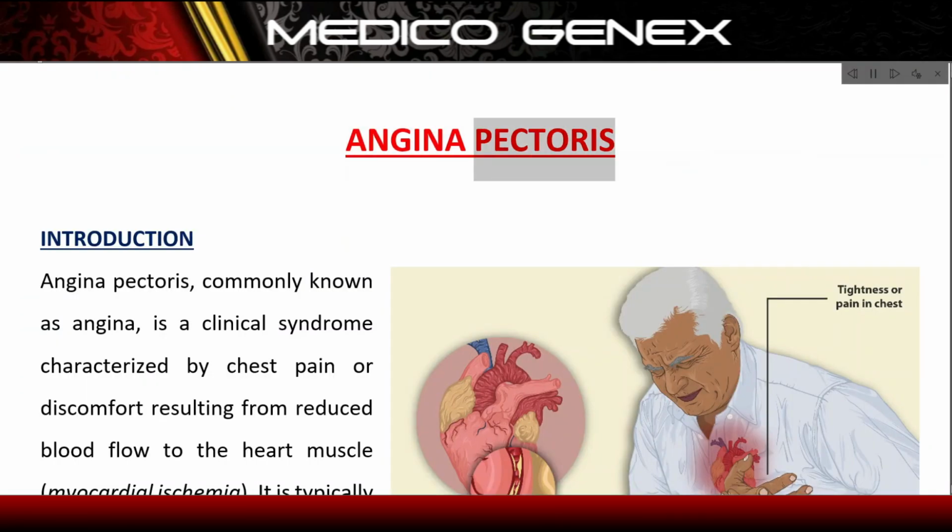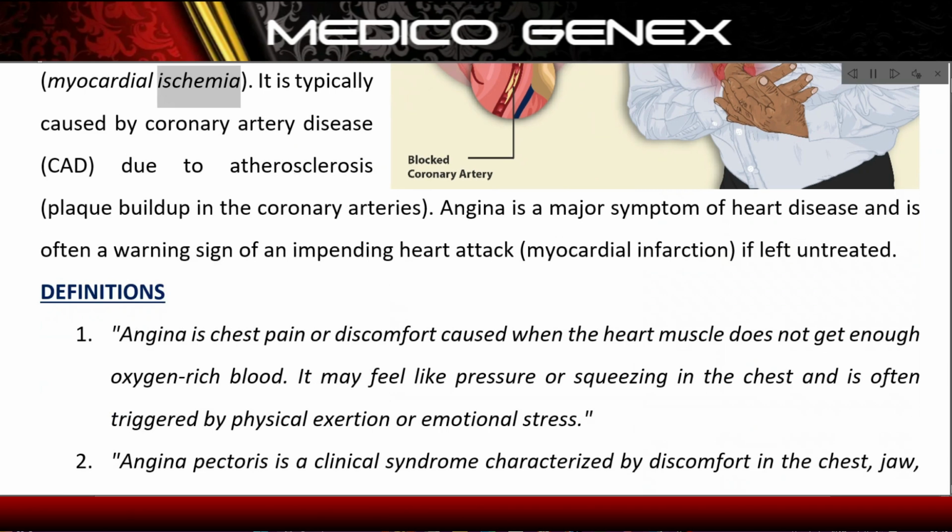Angina pectoris. Introduction. Angina pectoris, commonly known as angina, is a clinical syndrome characterized by chest pain or discomfort resulting from reduced blood flow to the heart muscle, myocardial ischemia. It is typically caused by coronary artery disease, CAD, due to atherosclerosis, plaque buildup in the coronary arteries. Angina is a major symptom of heart disease and is often a warning sign of an impending heart attack, myocardial infarction, if left untreated.